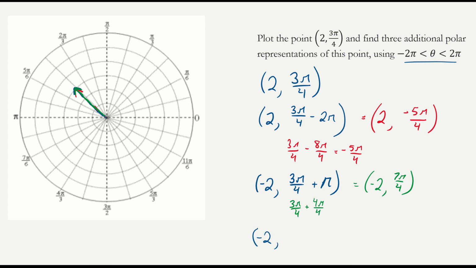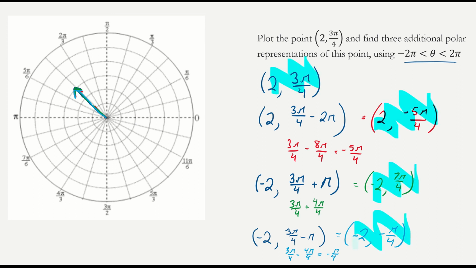Well, what if I try it again? This time I stick with the negative 2, but now I'll do 3 pi over 4 minus pi. What will that do for me? So we go 3 pi over 4 minus 4 pi over 4. And that gives me negative pi over 4. So this gives the point negative 2, negative pi over 4. Okay, try that out. Negative pi over 4 means I go backwards a pi over 4. And then we're going negative 2. So the other way, and it all lines up. So you see the 4 different representations we got to describe the same point. And all of them stayed in that interval negative 2 pi to 2 pi.